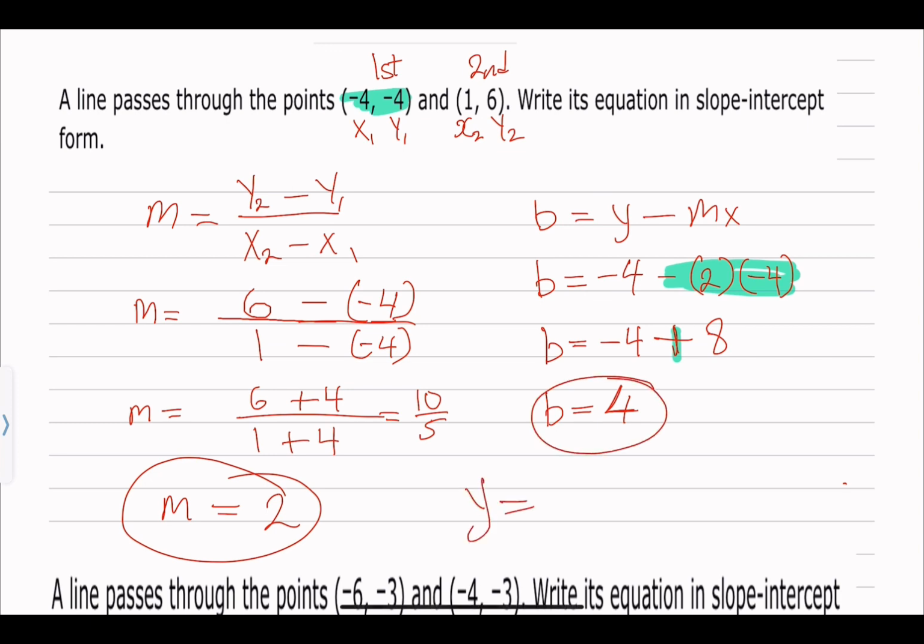Now let's write the equation. Y equals mx plus b, right? What is m? 2x plus what? 4. Got it? Am I making sense? Let's go to the next one.